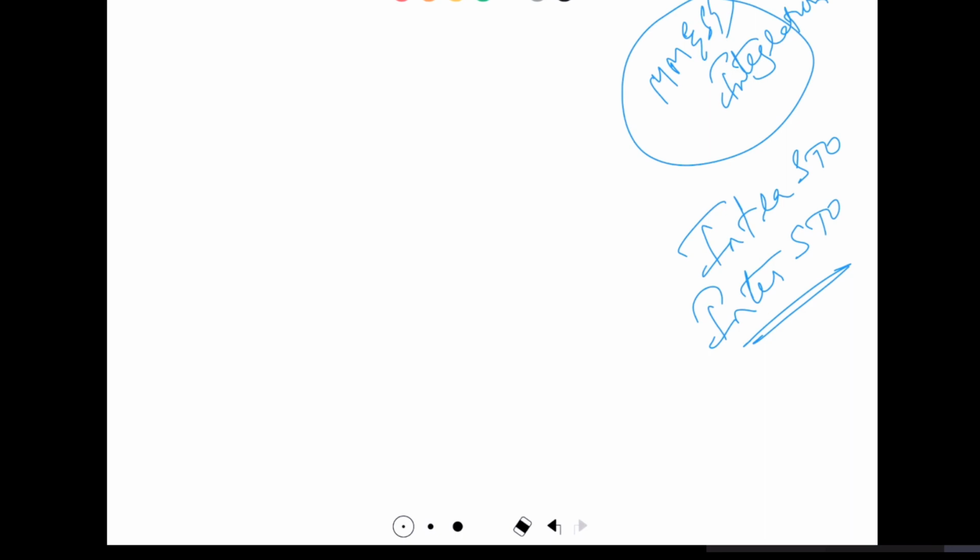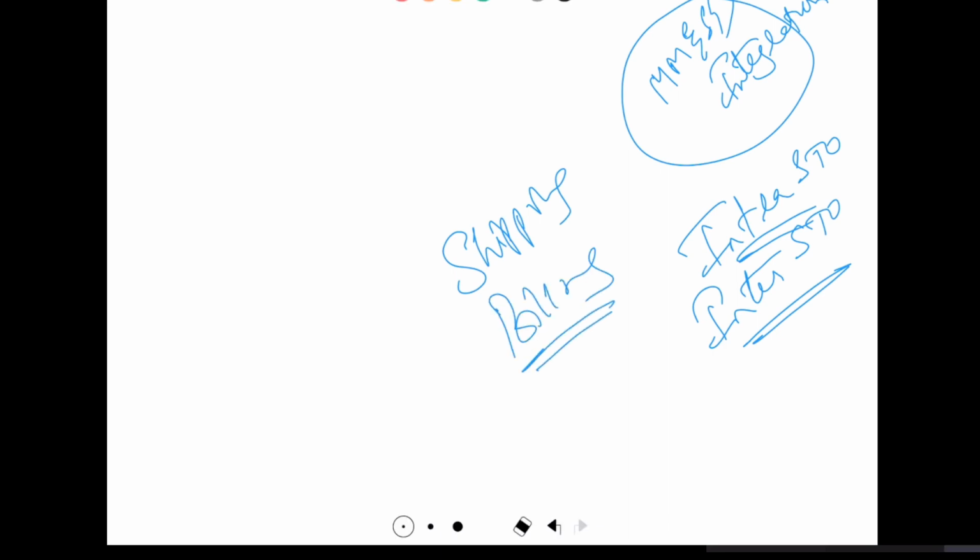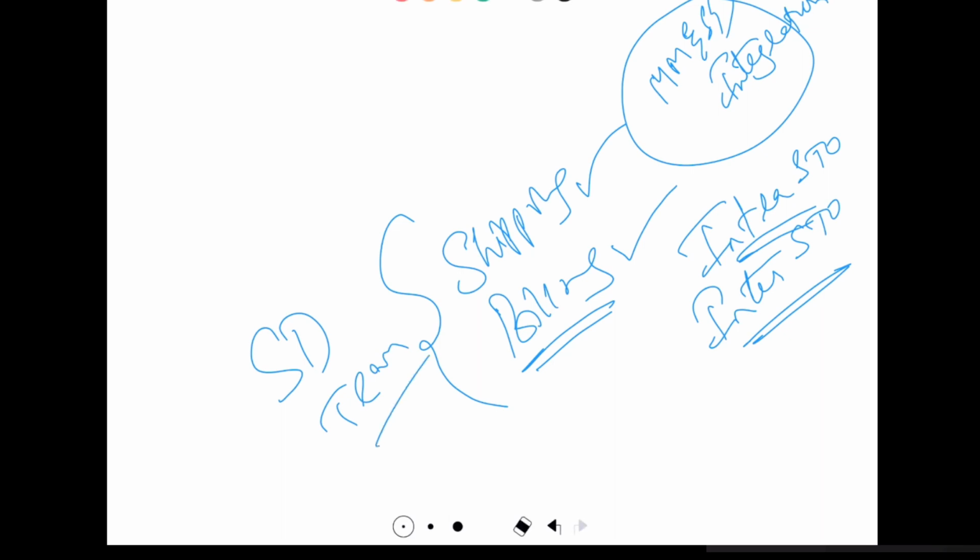Why is it MM and SD integration? Because we are creating shipping documents and we are creating billing documents. The shipping document and billing document will be created by the SD team. That's why it's MM and SD integration. Clear? Yes. Yeah, clear. So any doubts?